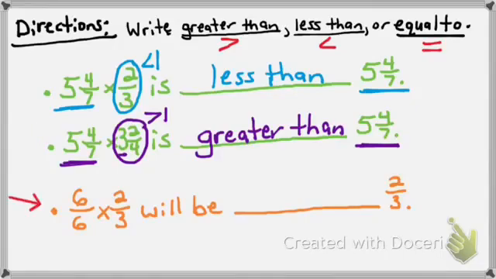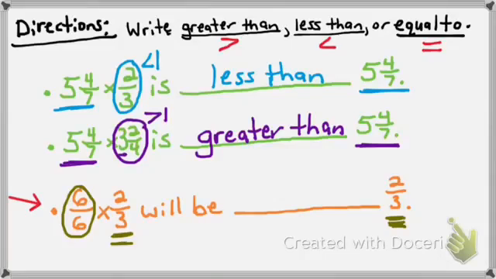Finally, let's focus in on our last example. 6/6 times 2/3 will be greater than, less than, or equal to 2/3. So again, go to the end of the problem and find the given number they want me to look at, 2/3. Notice in this problem my 2/3 is second, not first, and that's okay. I always have to find the given number they're asking me to look for and underline that. So I will be doing that, 2/3 times 6/6.